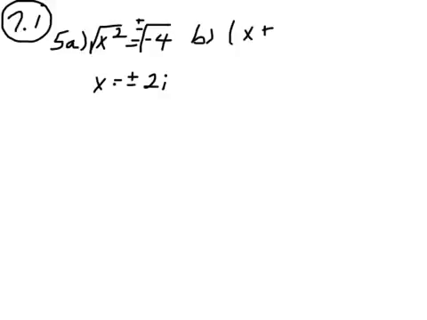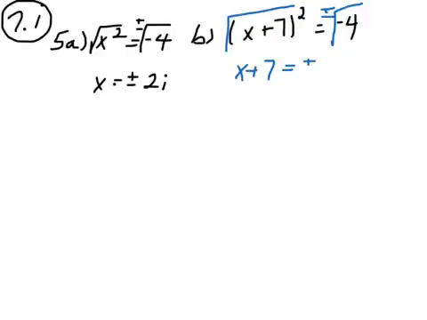What if you have a perfect square, but it's in parentheses and you have it equal to a number? Well, we can still solve that by square rooting both sides. So we'll do that, and because I square rooted, I need to put a plus or minus on the outside of that number. The square root of (x plus 7) squared is x plus 7, and then I have plus or minus, and again, the square root of negative 4, just like it was over here, is 2i.